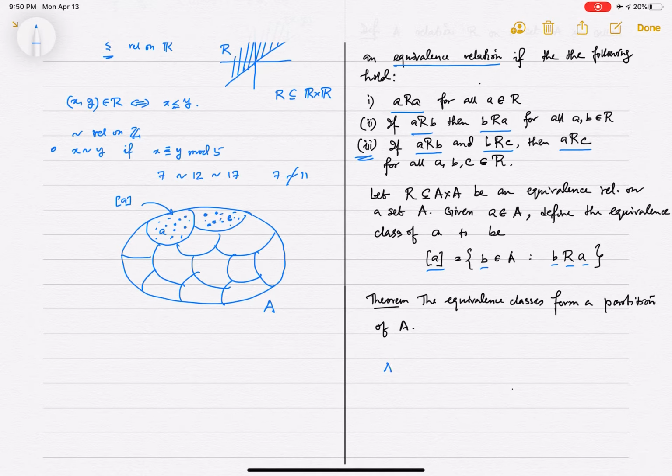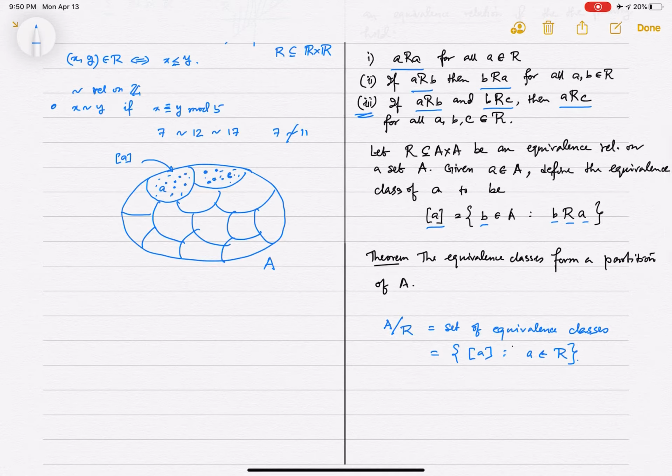So I'm going to write A mod R to be the set of these chunks, the set of equivalence classes. So this is all these sets. An element of A mod R is one of these subsets. This is one element, this is another element, and so on.